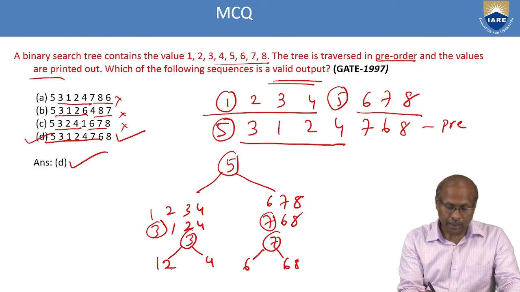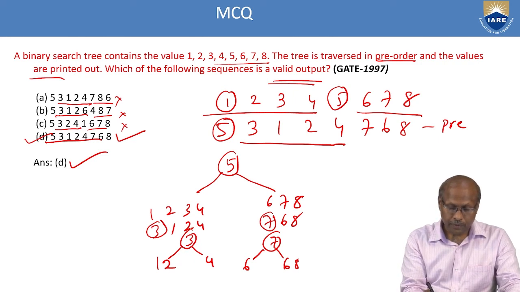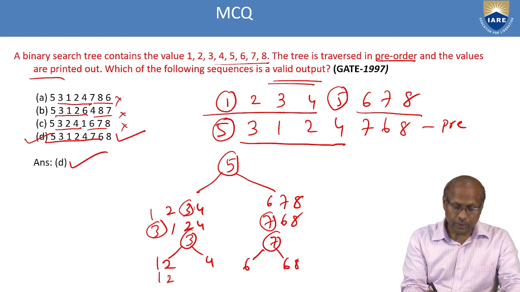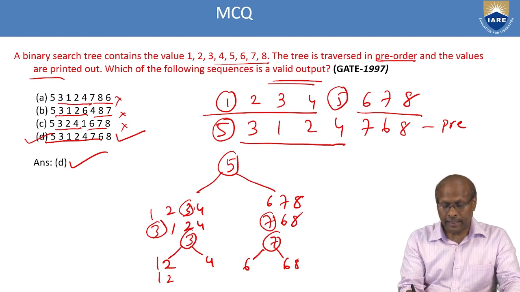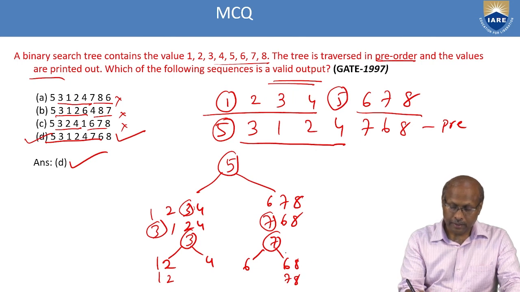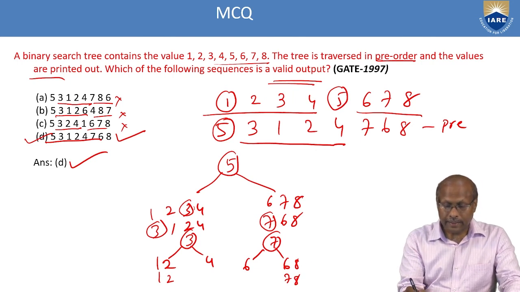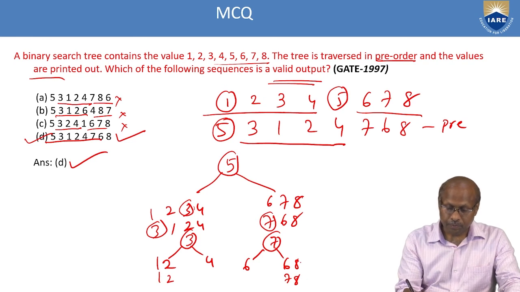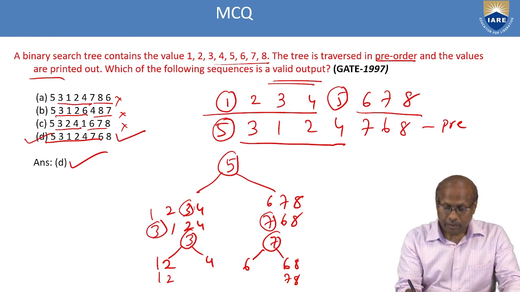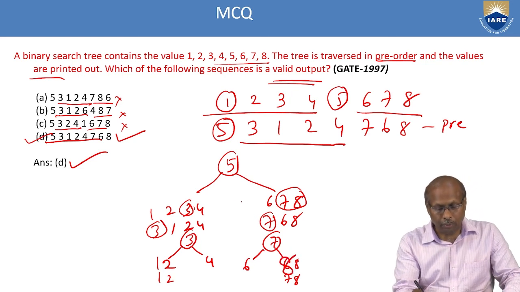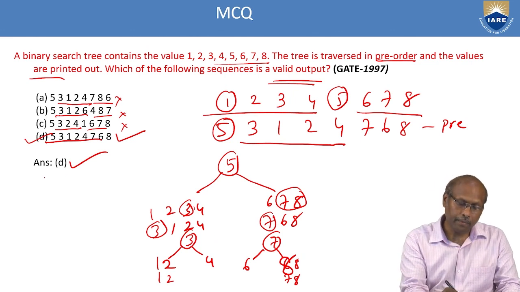Because if I take this one, similarly here 3, 1, 2. So 1 is the root, 2 will be the right. Similarly 4. Here 6 and 8, here 7 and 8. So 7, 6, 8, as well as this is 6, 7. If 7 is the root, 6 will be the left and 8 will be the right of this. So that means we are able to construct the tree easily by option D.